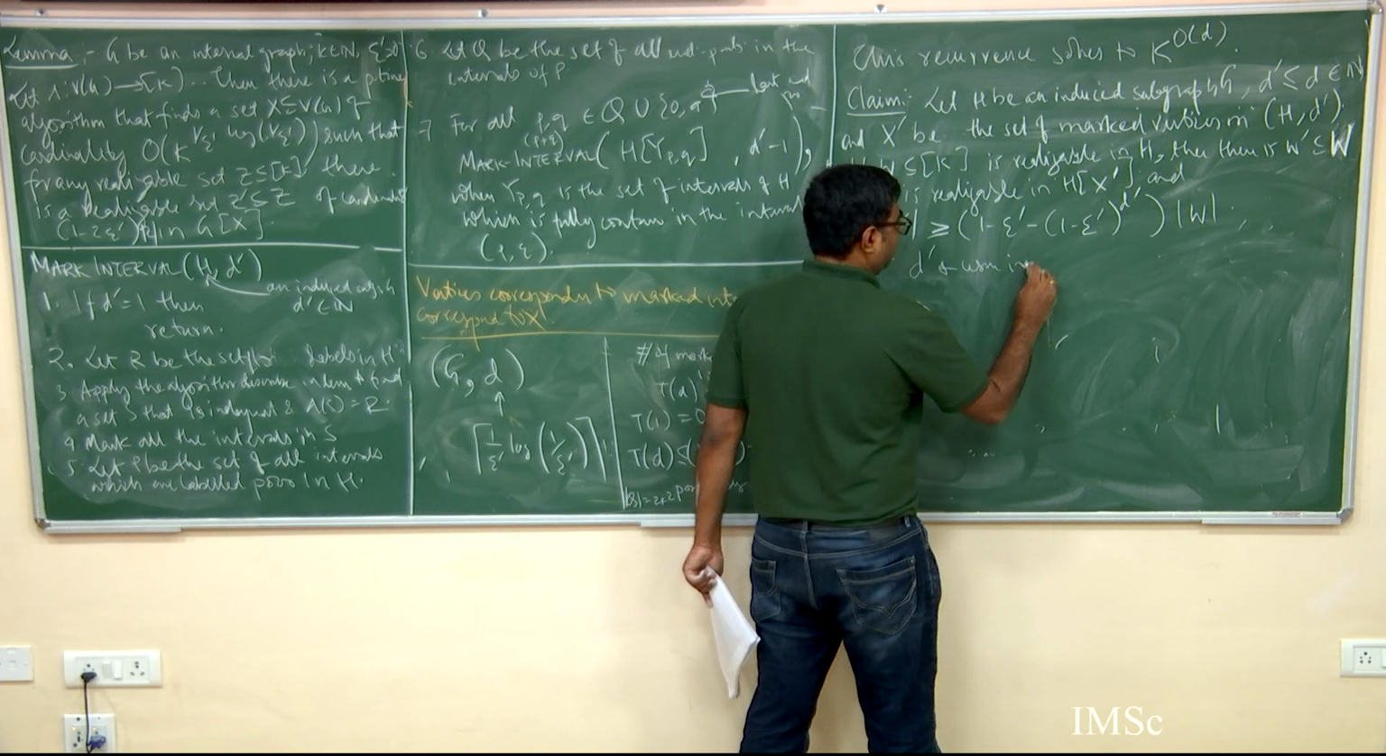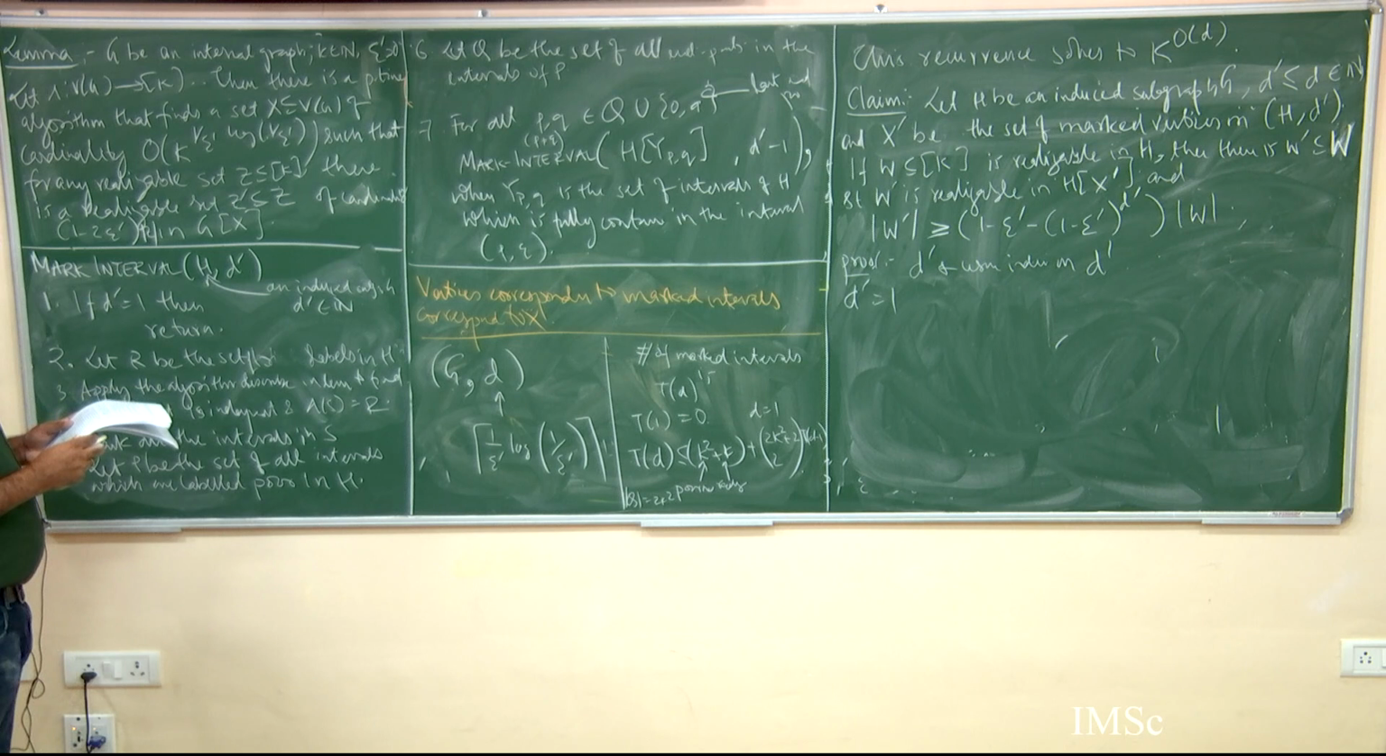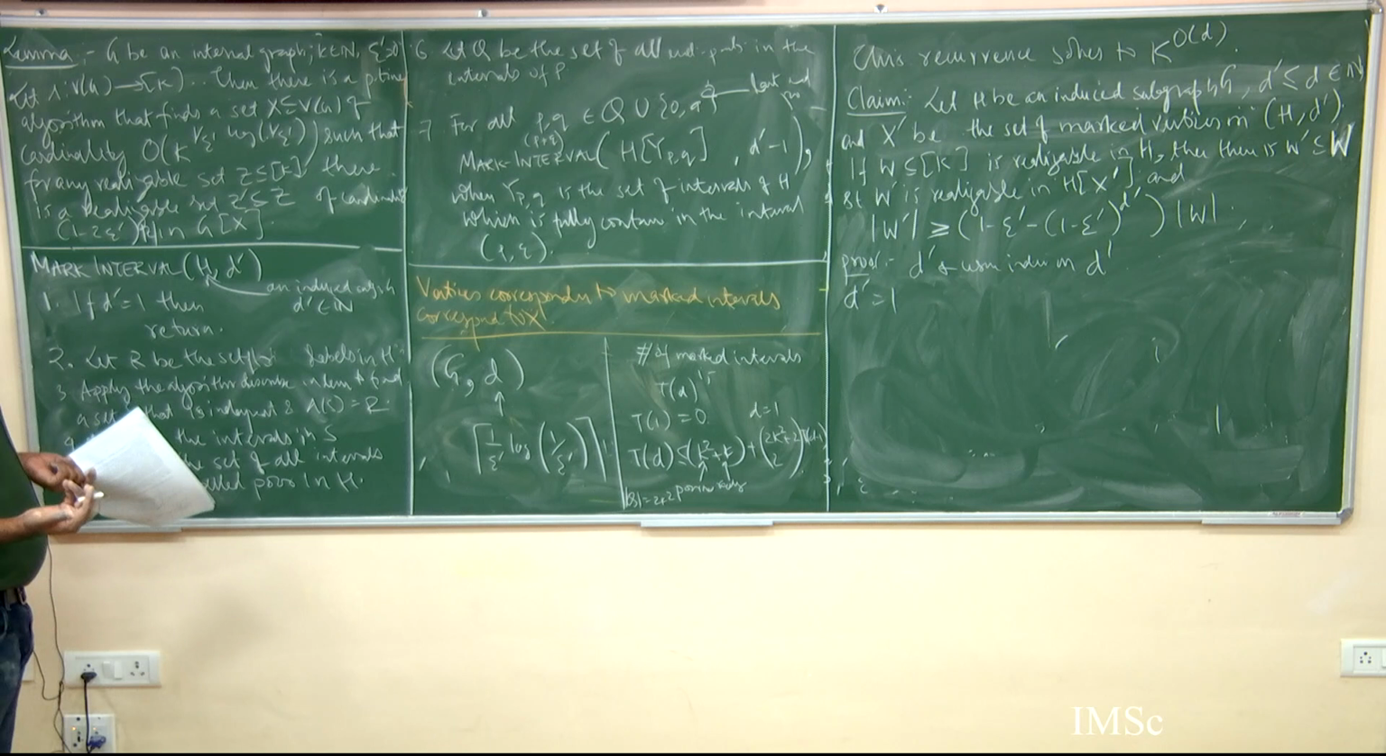So when D prime is 1, what do you return? When D prime is 1, I'm going to return an empty set of labels.